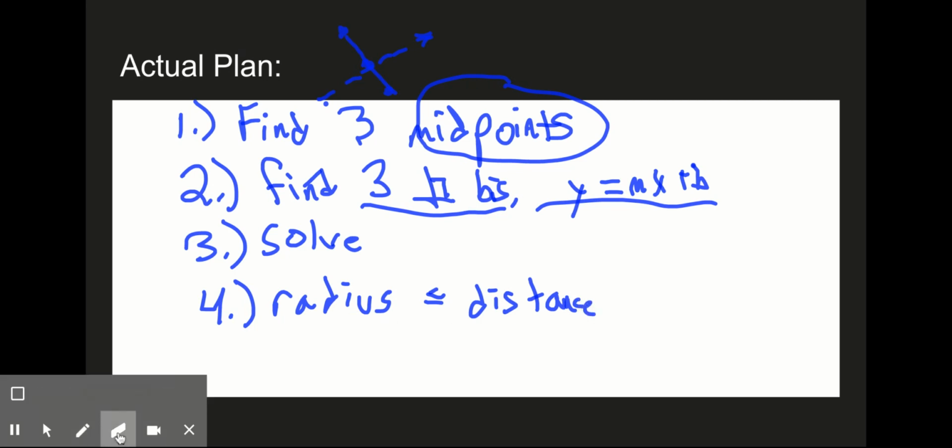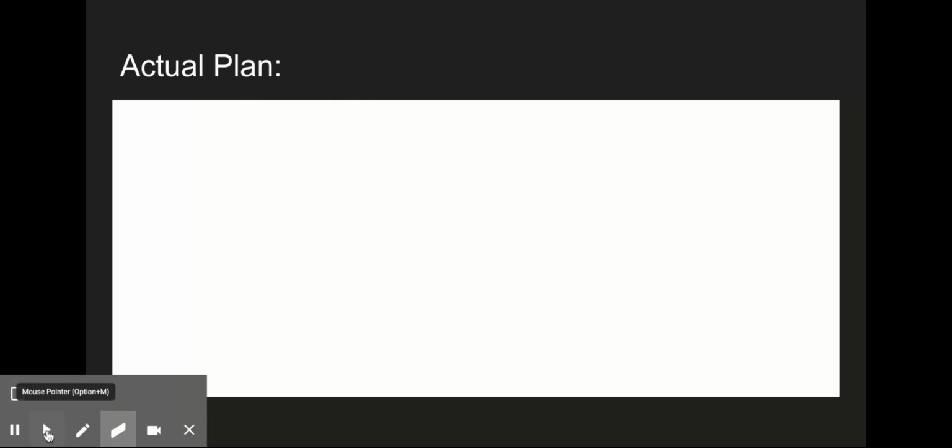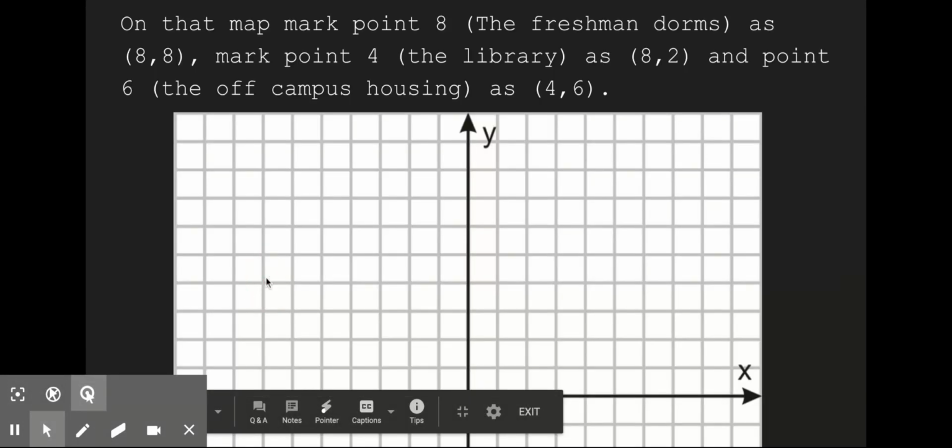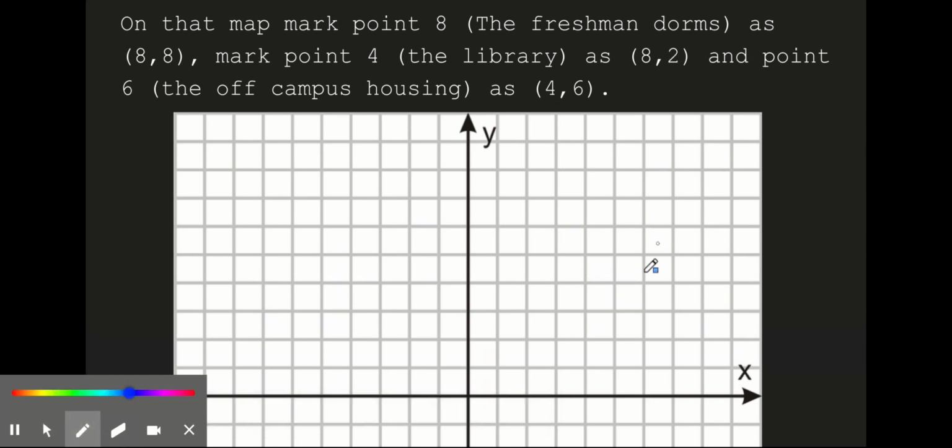I know I've taught you how to do. Heck, some of the stuff you learn in Algebra 1. So I give you these points. And I want you to make sure that every step that you go through, you're updating your coordinate plane. If I tell you that the dorms are 8-8, the library is 8-2, the off-campus housing is 4-6, can you plot those points, and as you go through step by step, can you find that circumcenter? And we're going to take time in class to allow you to work step by step through this.